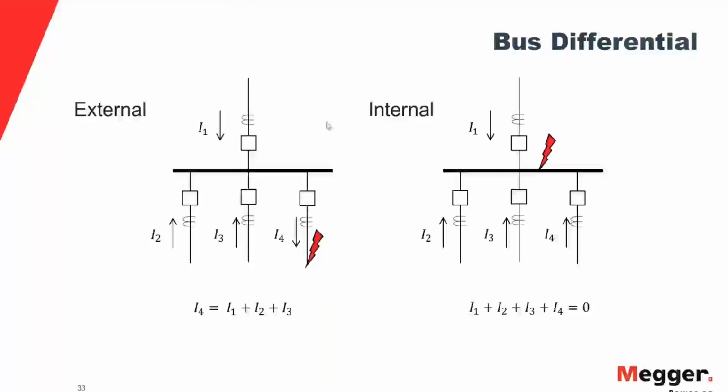In order to overcome that kind of problem, especially the close-in fault and the inrush condition, you can use a multiple slope differential, the percentage differential, to prevent relay misoperation.